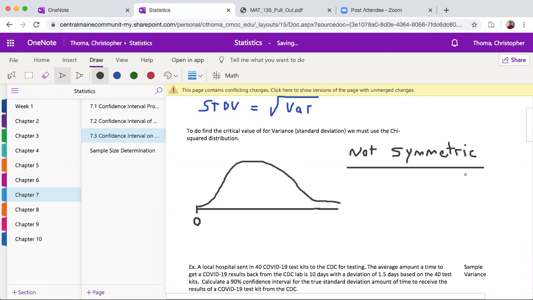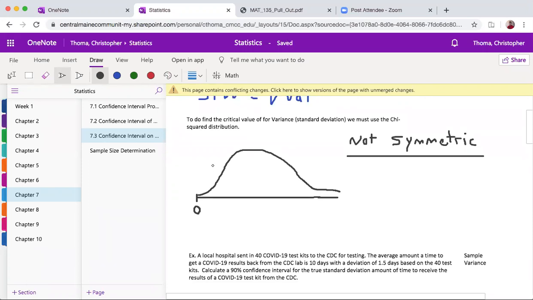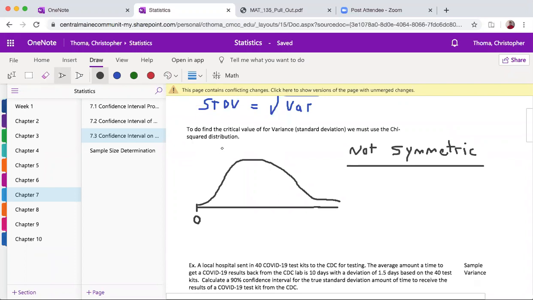Because it's not symmetric, we then have to find two critical values. They're not going to be the same in this case. So how do we do that? Well, let's start with drawing a picture. Say we want to find, let me pick a number that actually is going to work on our table, we'll stick with 95. So we want to find a 95% confidence interval. So I draw my limits, which means this guy is 2.5%. This guy is 2.5%.